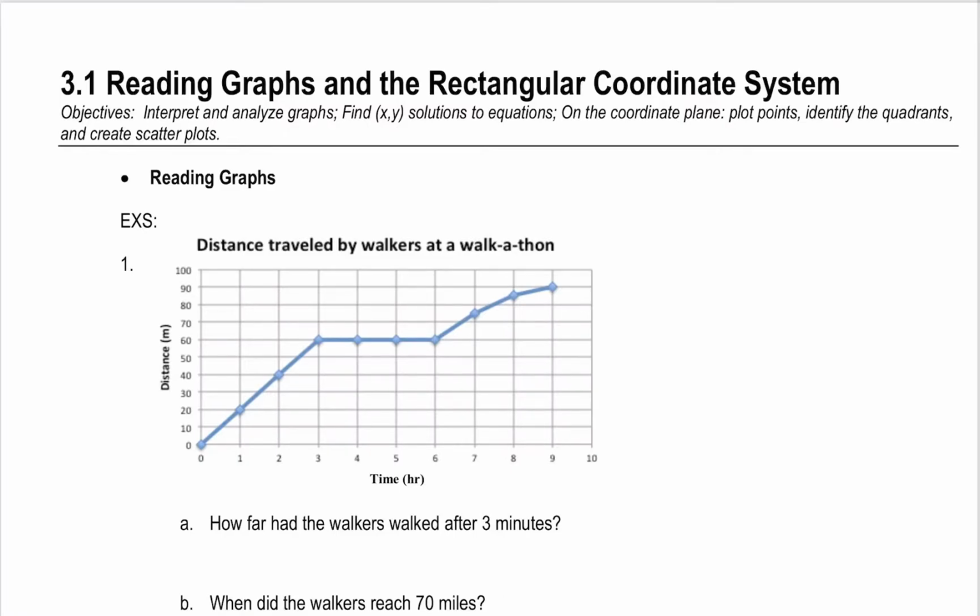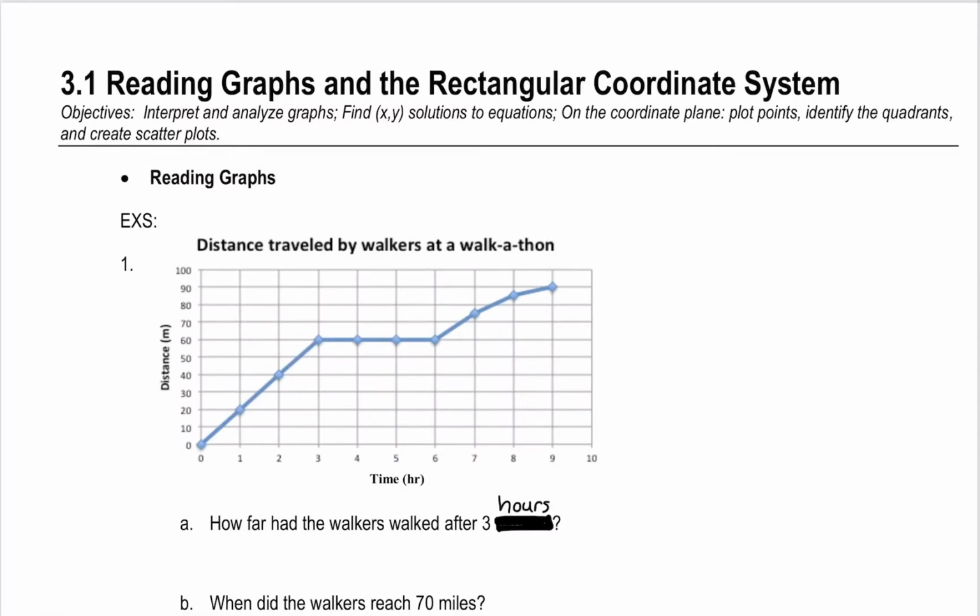But right off the bat, I have a typo that I thought I had fixed, and I obviously didn't. It's right here in this first example. It says we're supposed to use the given graph to determine how far the walkers had walked, not in 3 minutes. The label on this graph is in hours. So if you could please change that label to hours for me, that would be lovely.